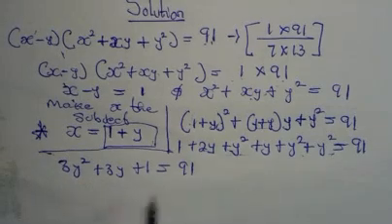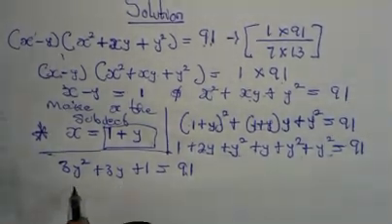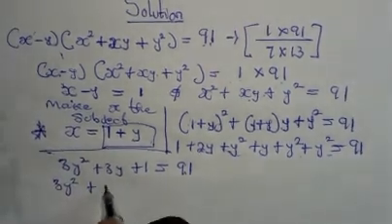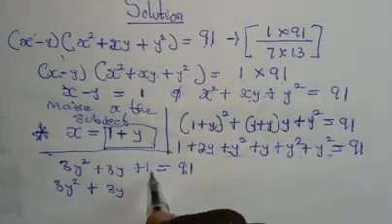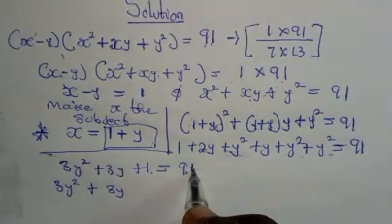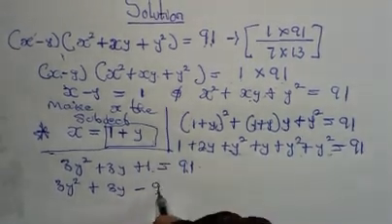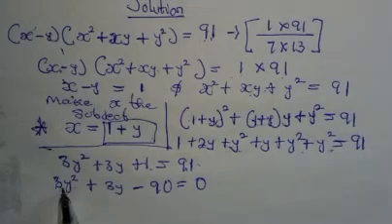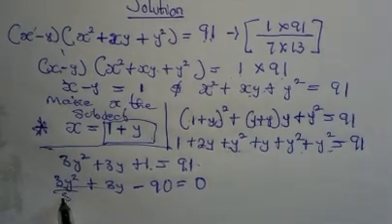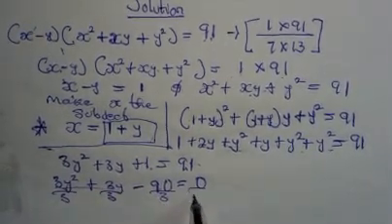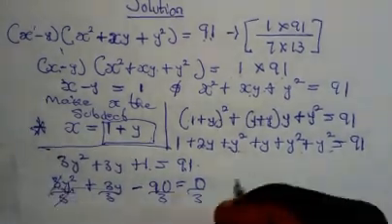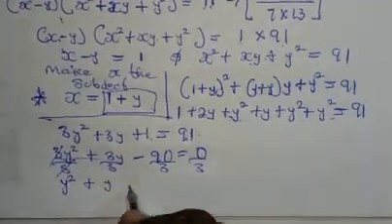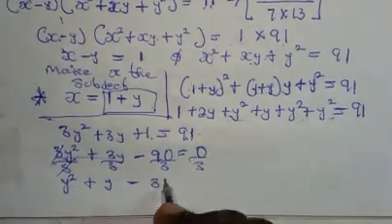So now bringing this to this side, since this has changed to a quadratic equation, we have 3y squared plus 3y. If you bring this to this side, we are going to have 1 minus 91 which is minus 90, equals 0. 3 can go through everything, so let's divide through. Therefore we have y squared plus y minus 30.